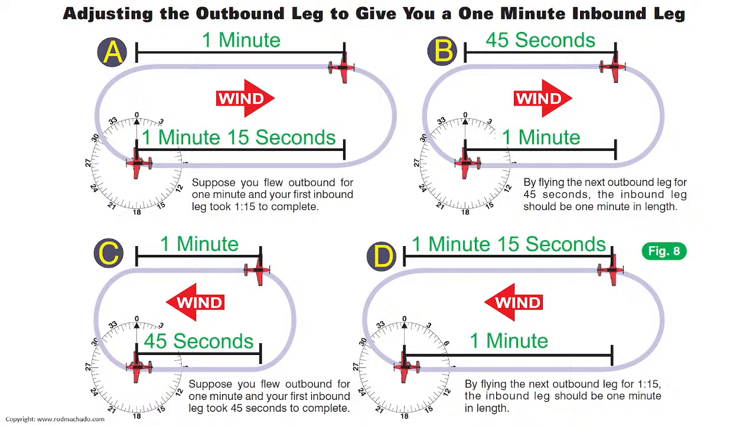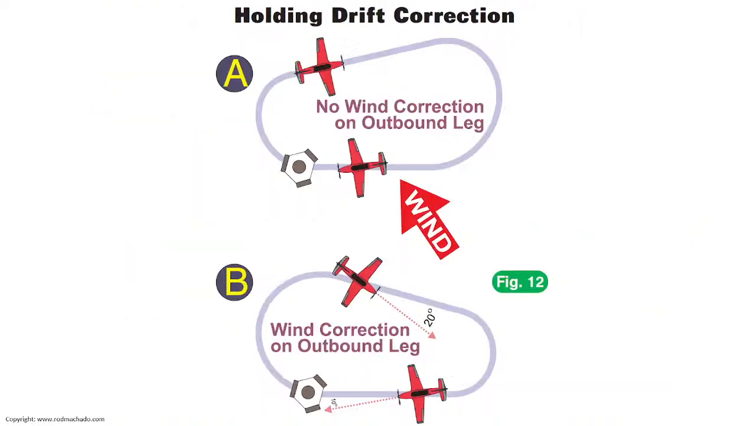And if you got a headwind going in, you got to fly out further so that you can make up for that difference. All right. Adjustment for leg length is just to take the difference from a 1 minute inbound leg and apply it to the outbound leg.